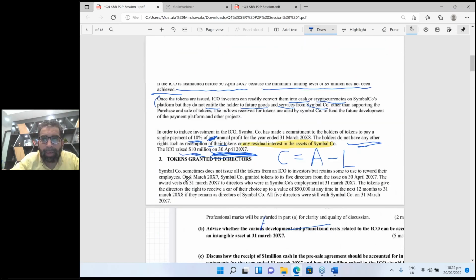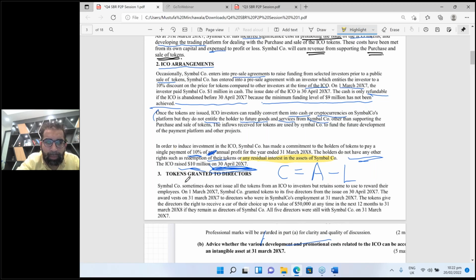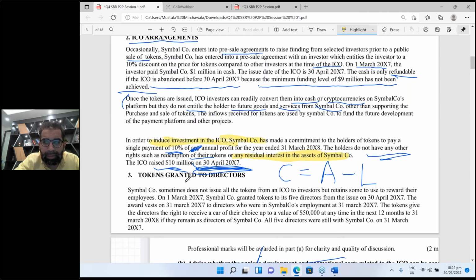You may ask, sir, what about this thing? In order to induce investment, this company has made a commitment to the token holders to pay a single one-time payment, not every year, of 10% of annual profit for the year ended 31st March X8. That means if we get profit this year, then we have to pay, otherwise no. So it's like a contingent liability.